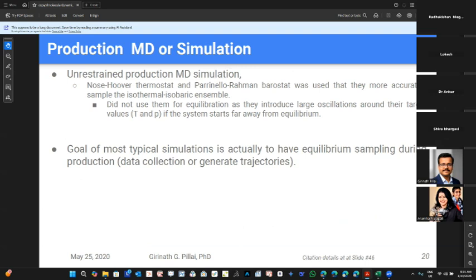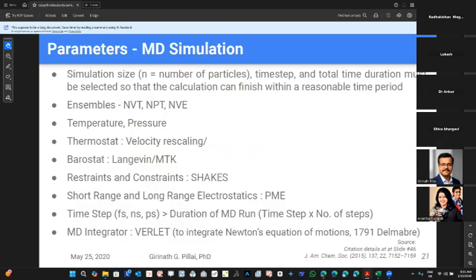So all these kinds of parameters, what Shiva was mentioning, right? We need to define this in the parameter file, whether you're running GROMACS or OpenFF or Amber or even CHARMM, or NAMD, all have their own parameter file. And these parameter files are very important because they drive the pressure and temperature for the whole system to get simulated. And the goal of most simulations is actually to have equilibrium sampling during the production. So especially data collection, generating trajectories and others.